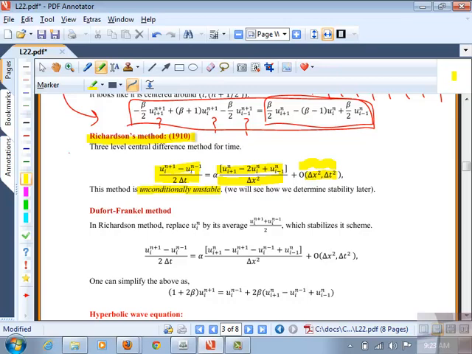This one also has a problem because you have n minus 1, n, and n plus 1. You need data at three different levels for this. If you need to write the stencil for this, you will have n plus 1, and then n minus 1, and then n. Something like this. Okay, these used to be called computational molecules.